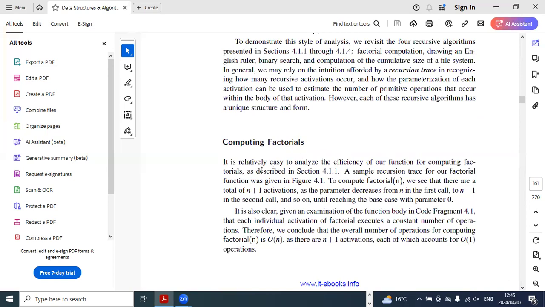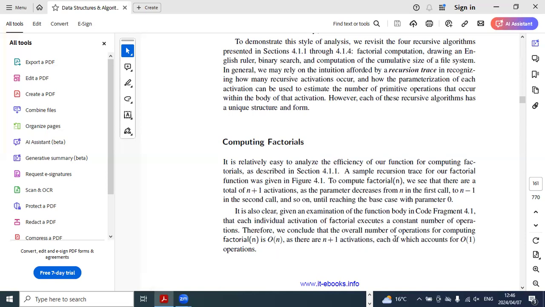When we recall computing the factorial, it is relatively easy to analyze the efficiency of our function for computing the factorial, described in 4.1.1. A simple recursion trace for our factorial function was given in 4.1. To compute the factorial of n, we see that there are a total of n plus 1 activations as the parameter decreases from n in the first call to n minus 1 in the second call, and so on, until we reach the base case, the endpoint of the parameter, which is 0. It is also clear, given examination of the body of the factorial function, that each individual activation executes a constant number of operations.